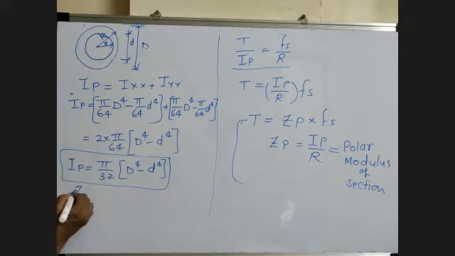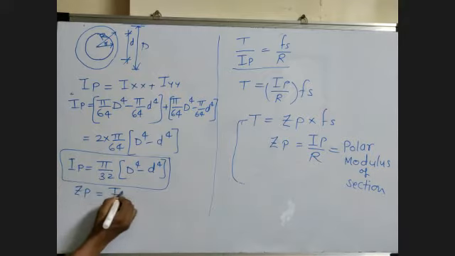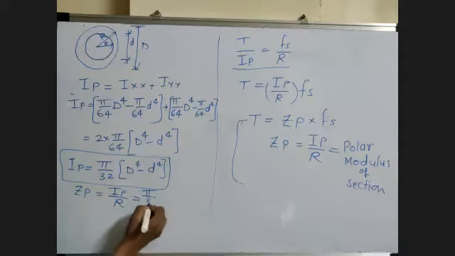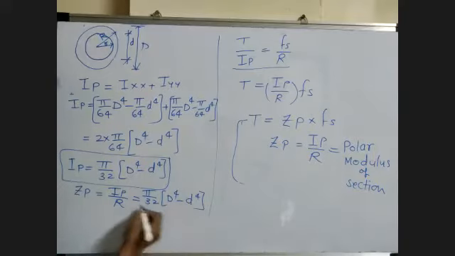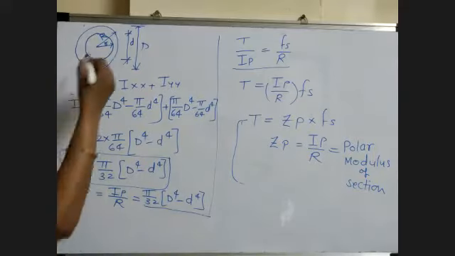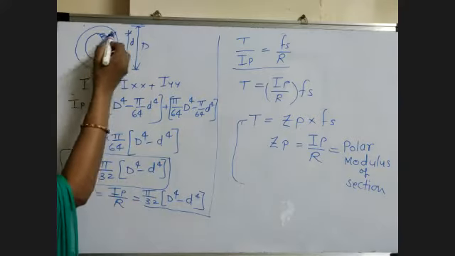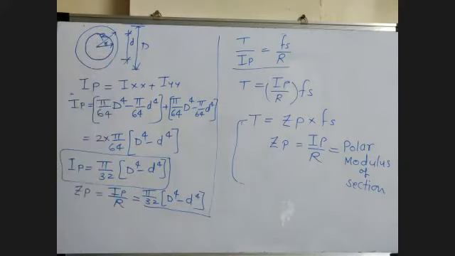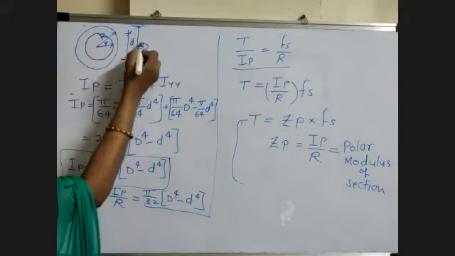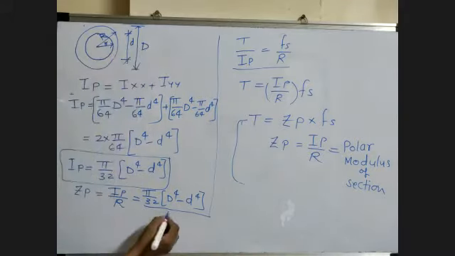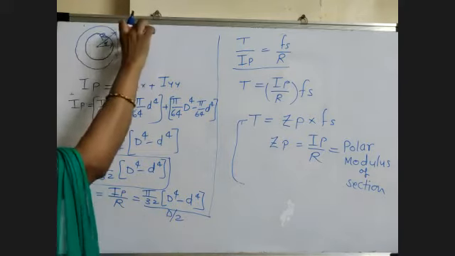We write the formula of Zp, that is Ip upon R. Ip is this much, pi by 32 D raised to 4 minus d raised to 4. Now what about capital R? Capital R means the radius of the bigger circle, the outer radius. But instead of this capital R, can we put capital R is equal to capital D by 2? This radius is nothing but half of capital D.